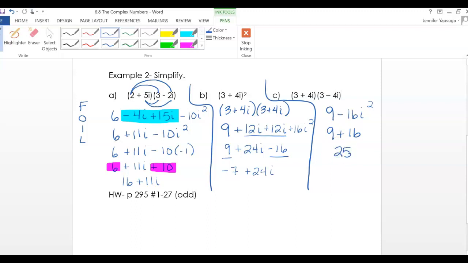And that's it. That is it for our first part of the lesson of 6.8, which is the complex numbers. We're going to continue with this lesson in our next day that we meet. But for now, you can go ahead and complete the assignment on page 295, numbers 1 to 27 odd.